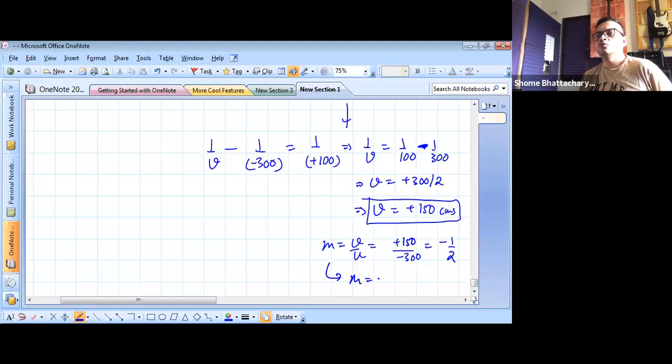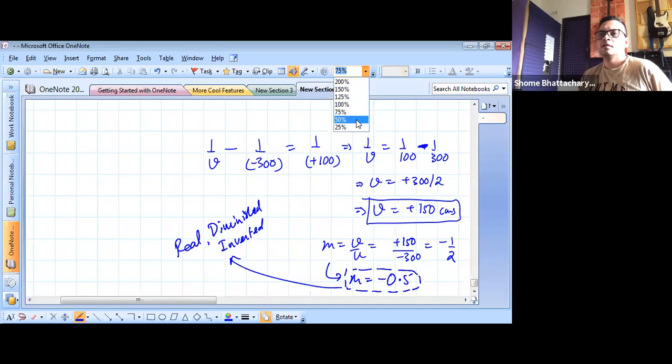So m equal to minus 0.5 shows you that it is real, diminished and inverted, as the diagram goes.